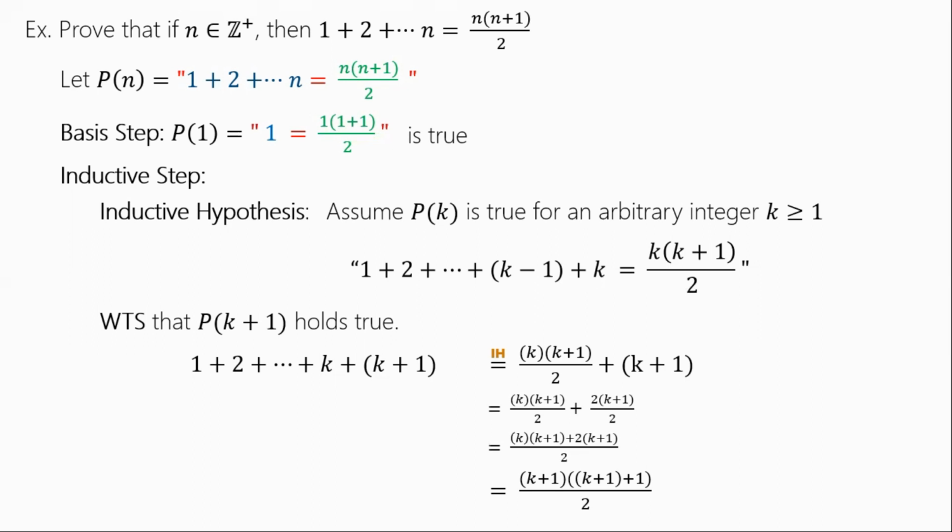And so what you'll see here is that I transformed the left-hand side into the right-hand side. I didn't just plug k+1 into it and say, look, it's equal. I got us from the left-hand side to the right-hand side using only algebraic manipulation and the inductive hypothesis. Therefore, P(k+1) holds true.